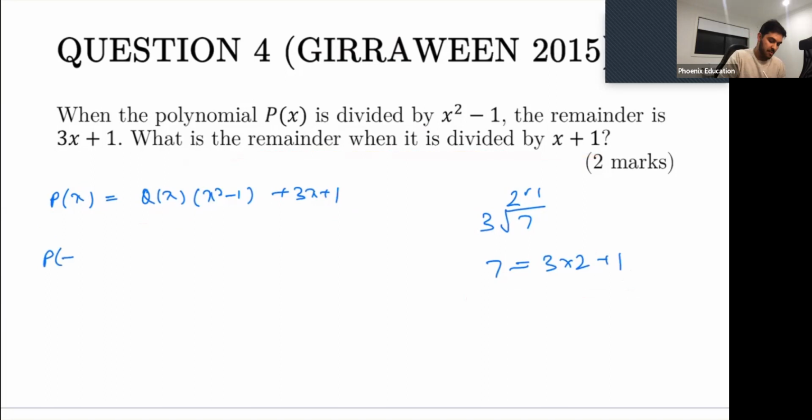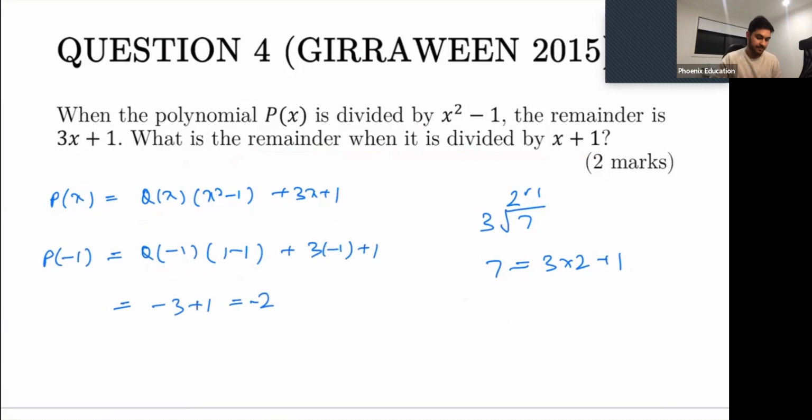So we just use the remainder theorem. We'll plug in minus 1 into this, and you'll see why it doesn't matter if we don't know what the quotient is. So if we plug in minus 1, squared is 1, minus 1, and then we have 3 minus 1 plus 1. Now this part is just 0, so it'll cancel out with this. So it doesn't even matter what the quotient was. We're left with minus 3 plus 1, which is minus 2.